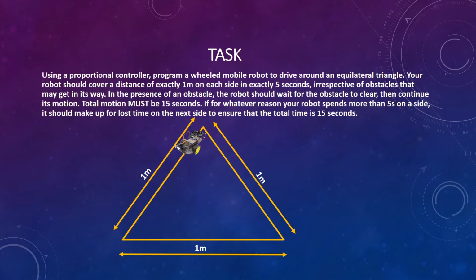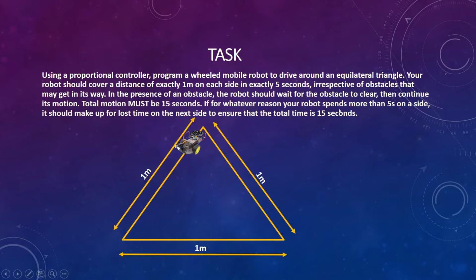Okay, so this is the task: using proportional control, program a wheeled mobile robot to drive around an equilateral triangle. The robot should cover a distance of exactly 1 meter on each side in exactly 5 seconds, irrespective of obstacles that may get in its way. In the presence of an obstacle, the robot should wait for the obstacle to clear, then continue its motion. Total motion must be 15 seconds.